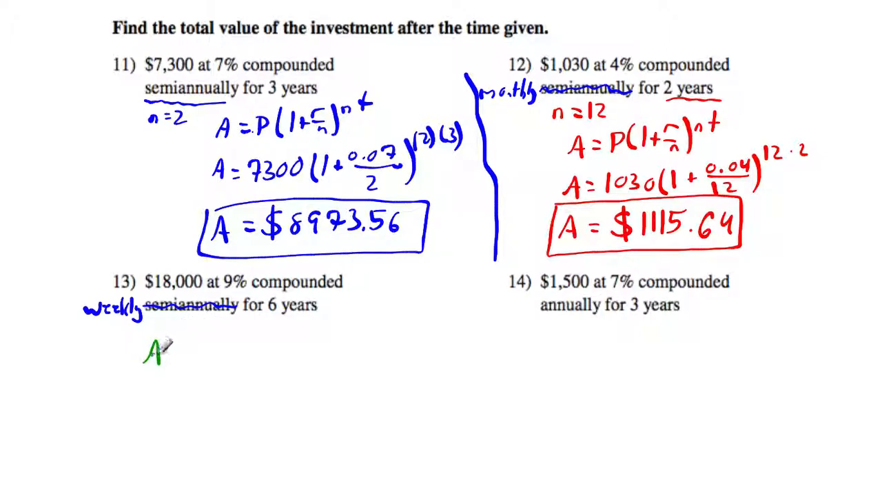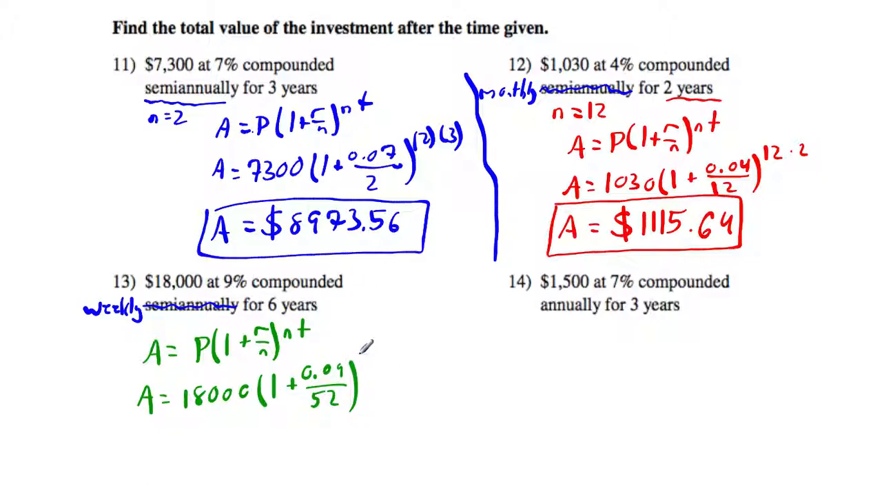For 13, we again write that formula. Account balance is going to be 18,000 times 1 plus the rate, which is 0.09, over n. How many weeks are there in a year? 52. So if we're looking at weekly, it's 52. So at 52 times 6, this is going to give us 18,000 times 1 plus 0.09 divided by 52, all to the 52 times 6 power, whatever that is.